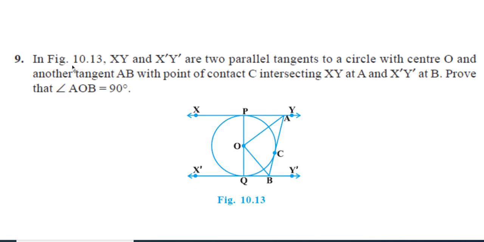Here is the next question. In the figure, XY and X dash Y dash are two parallel tangents to a circle with center O and another tangent AB with the point of contact C intersecting XY at A and X dash Y dash at B. You have to prove angle AOB is equal to 90 degree. Let us prove it.